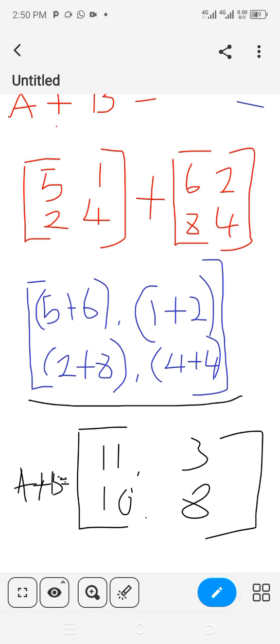Then we now simplify the operations by adding them. So 5 plus 6 gives you 11. 1 plus 2 gives you 3. 2 plus 8 gives you 10. And 4 plus 4 gives you 8. And this is it. You have completed the addition of this matrix.